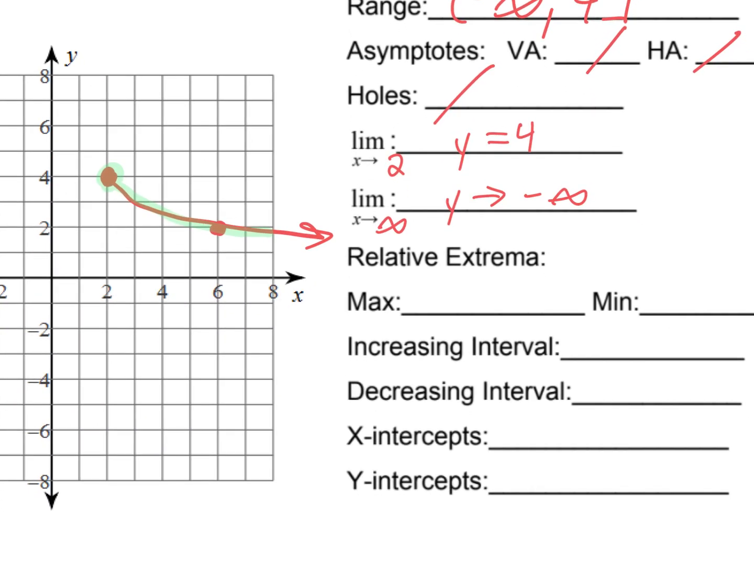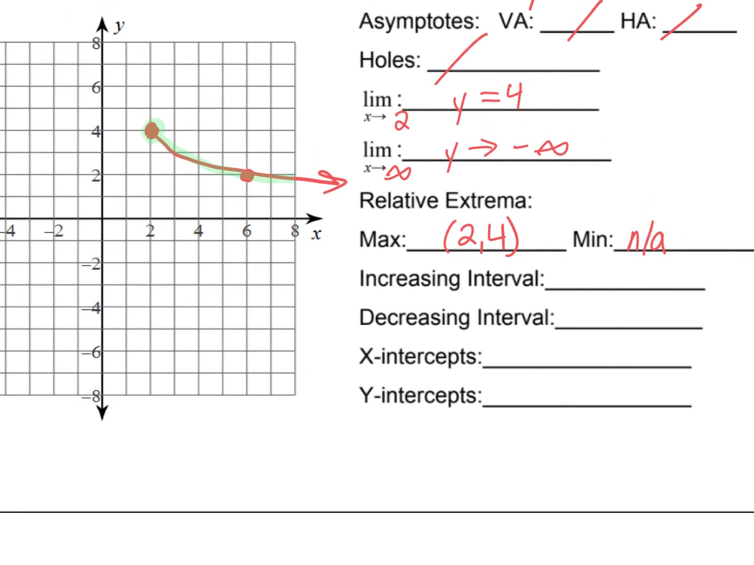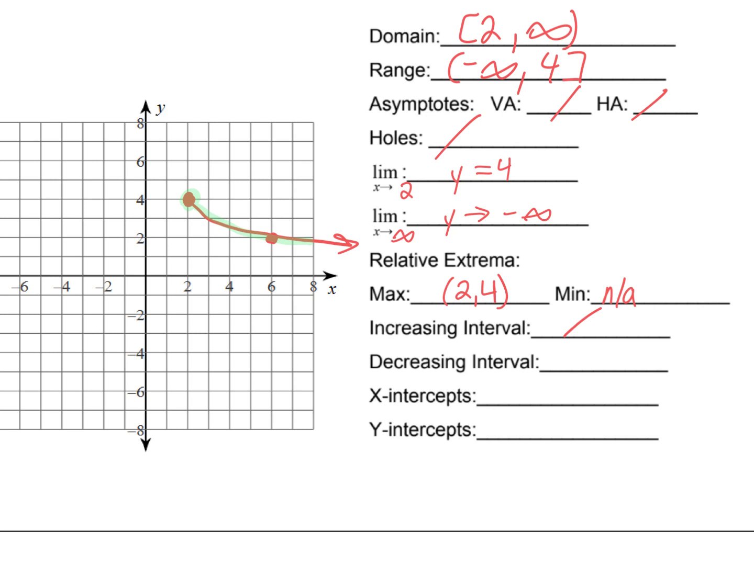Okay, good. Max or min points? Does it have one? Technically, I guess you could call 2, 4 a max. Technically, we don't really change direction there, but we could still call it that. It doesn't have a min. Increasing, decreasing, what do we think? The whole thing is decreasing, so I should just copy the domain, which is 2 to infinity, okay?